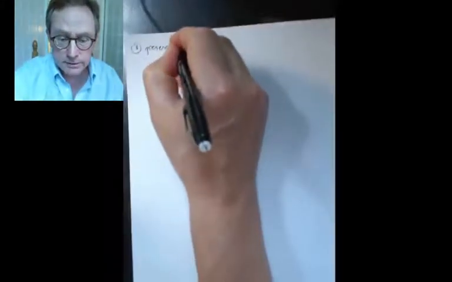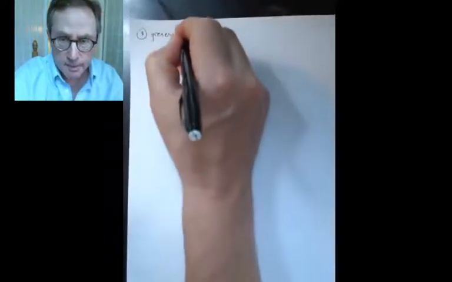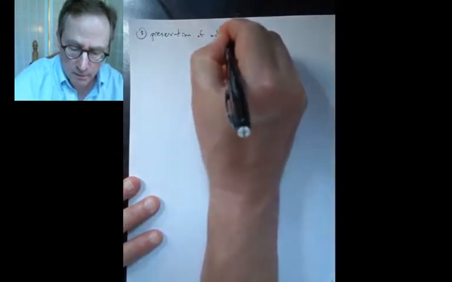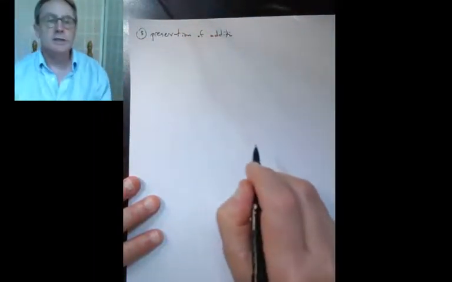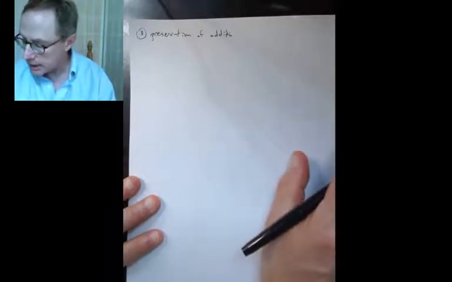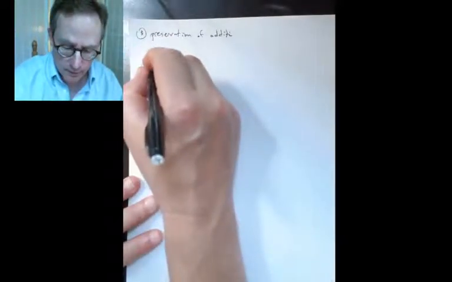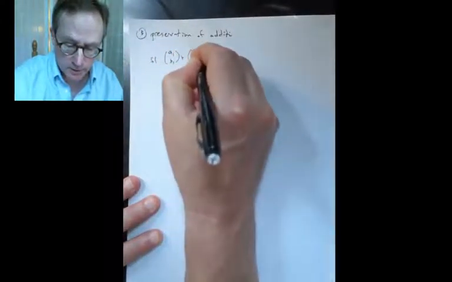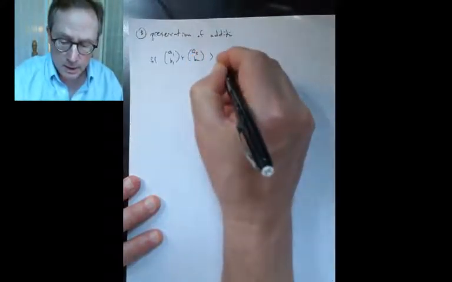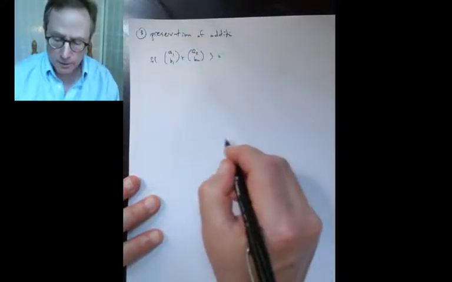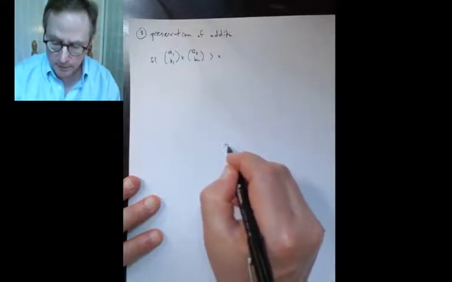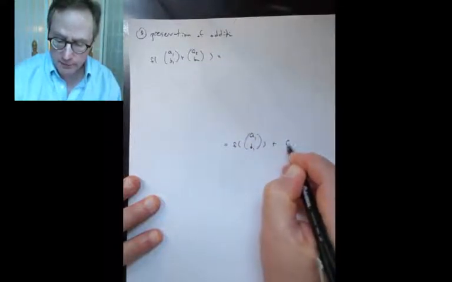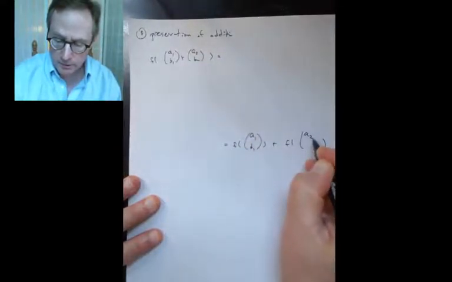There we go, a little sideways. Preservation of addition. For preservation of addition, it's usually just a question of seeing if you can make the beginning match the end. So I have f of (A1, B1) plus (A2, B2). And I've got to get, after some amount of work, maybe half a page's worth of work, f of (A1, B1) plus f of (A2, B2).